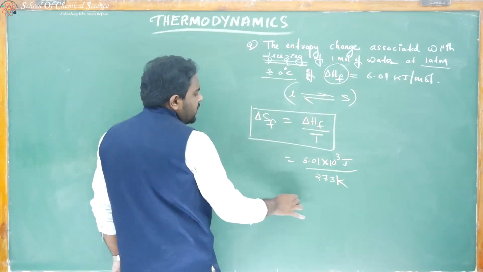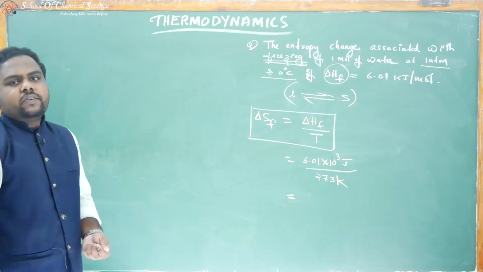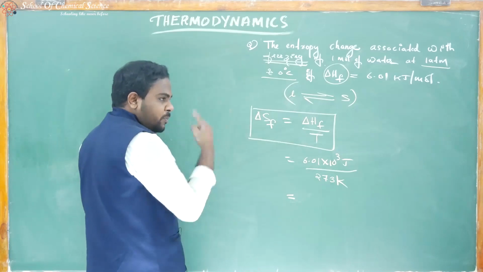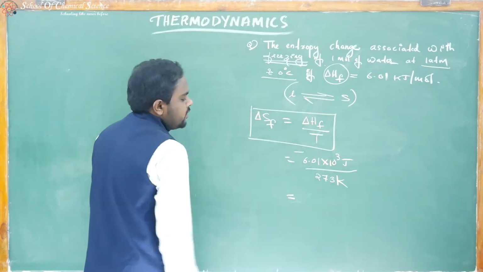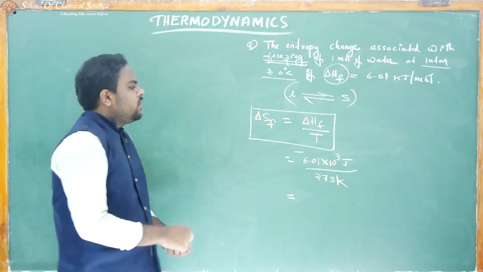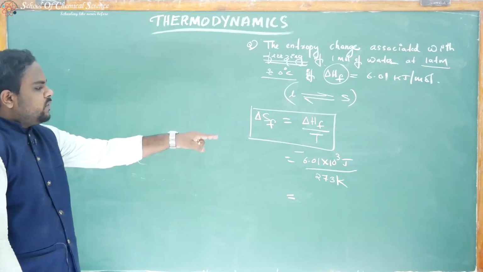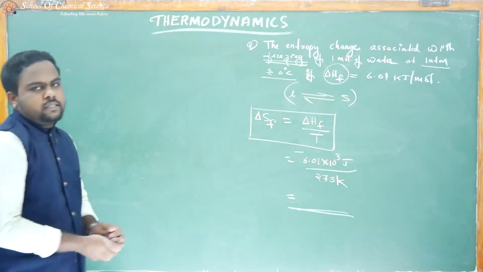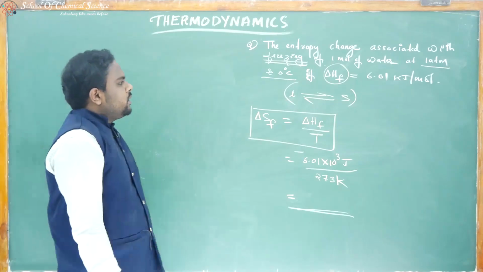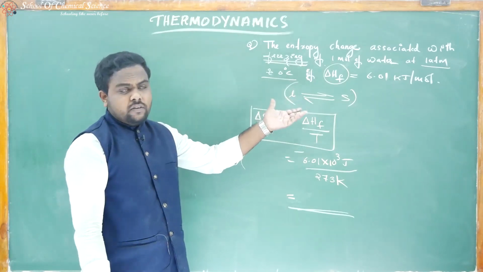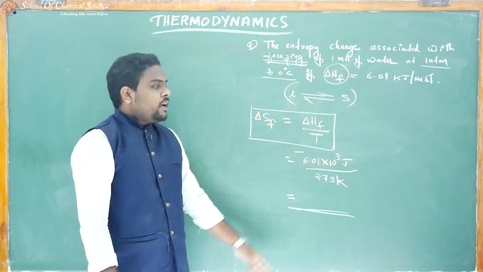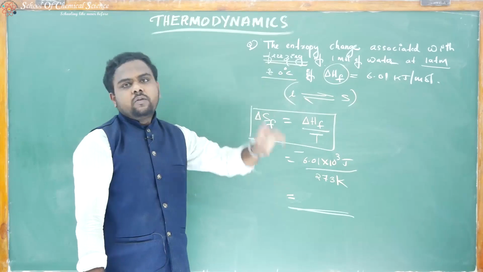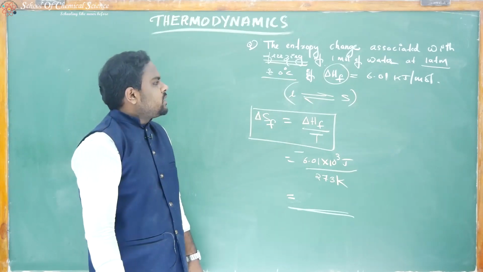But one more thing, here the entropy change is negative. Why is the entropy change negative? Liquid is converted into solid. Entropy decreases. So put a negative sign: minus 6.01 into 10 raised to 3 joule divided by 273 Kelvin. On solving this, you will get the final answer. Since it is a reversible process, how can you identify it? 1 atm and 0 degrees Celsius. At 0 degrees Celsius, ice is present and water is present. Water and ice are in equilibrium. So a nice question.